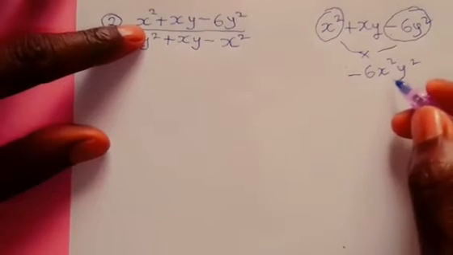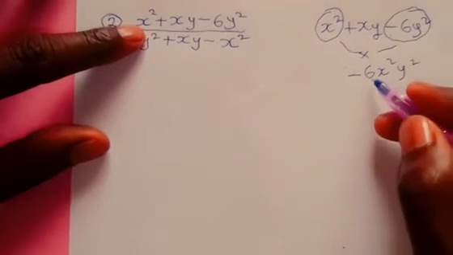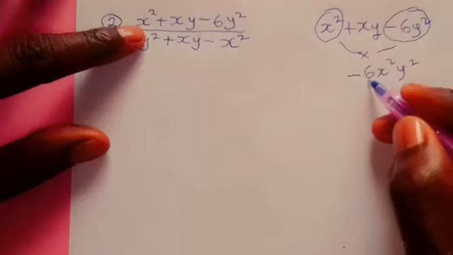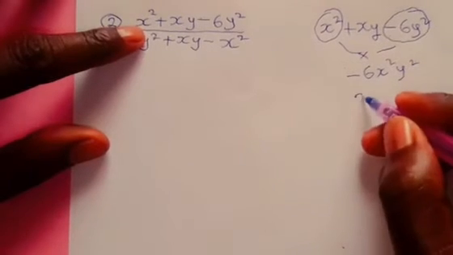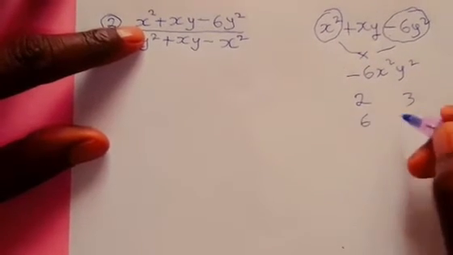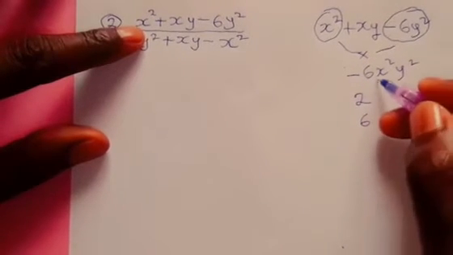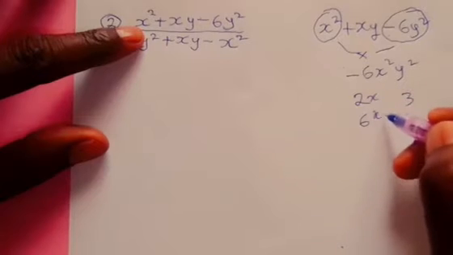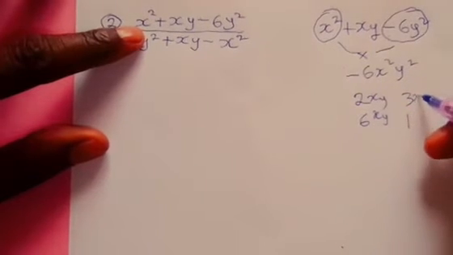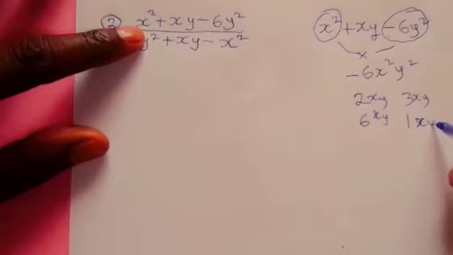Now what do we do with this? Like we did before, we are going to look for two numbers that can divide 6. We have 2 and 3, we have 6 and 1. Each of these numbers will carry x and y. So we have xy, xy, or xy.